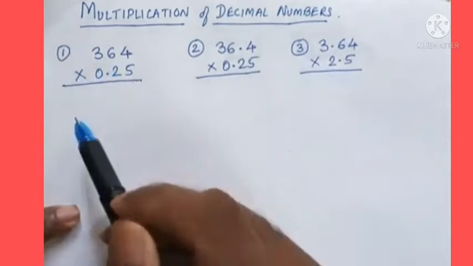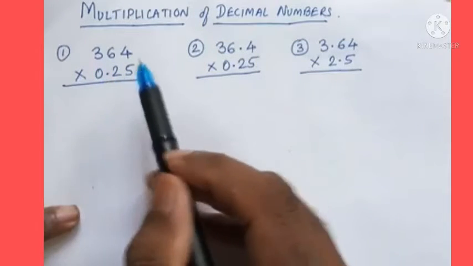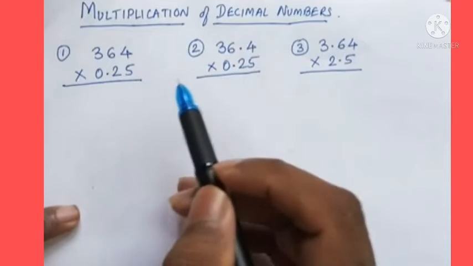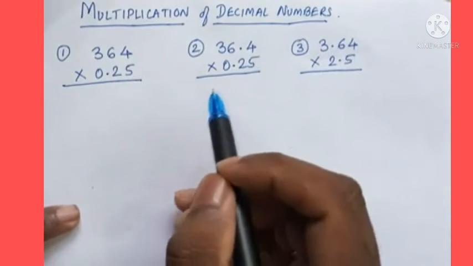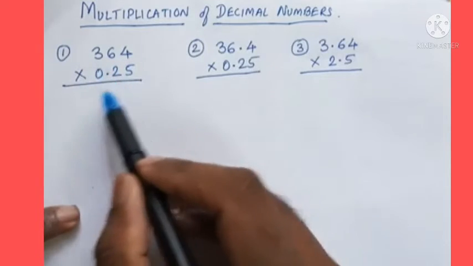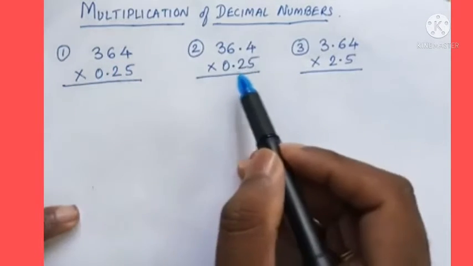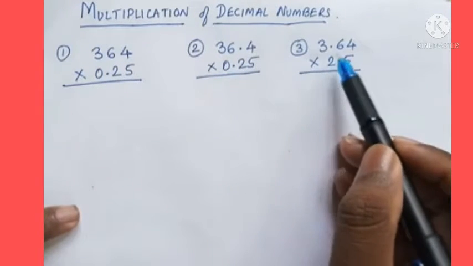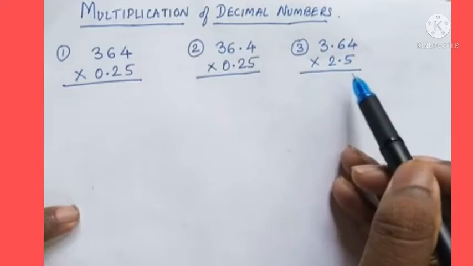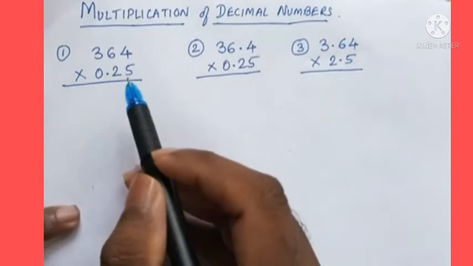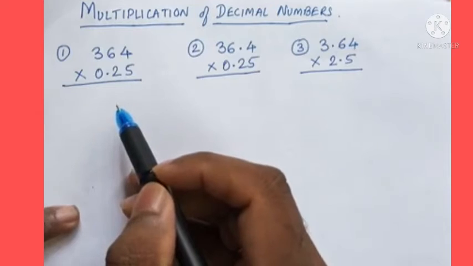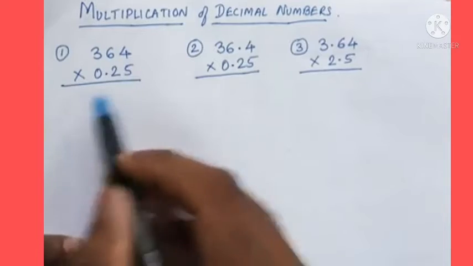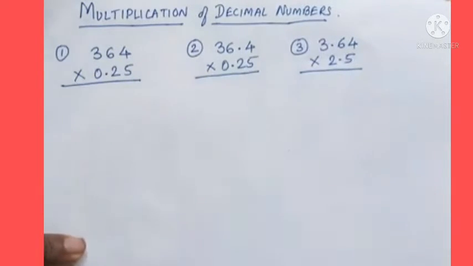So I have written down 3 examples on the paper. You can see that the numbers in each of the sums are quite similar, with only the decimal point being different in each of the numbers. It's 364 multiplied by 0.25 here, here it is 36.4 multiplied by 0.25, and here it is 3.64 multiplied by 2.5. So once I explain the basic rules that we need to follow, it will be very easy to understand how the answers differ in each case.